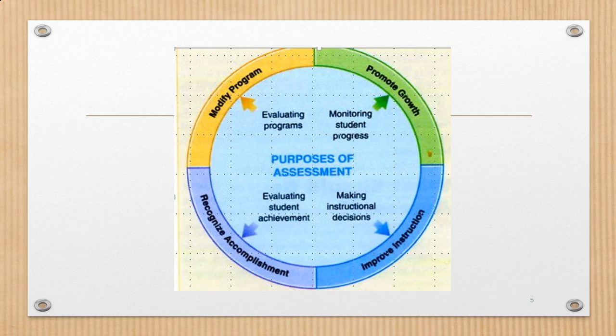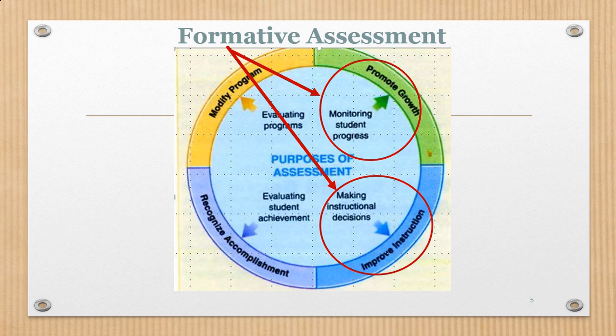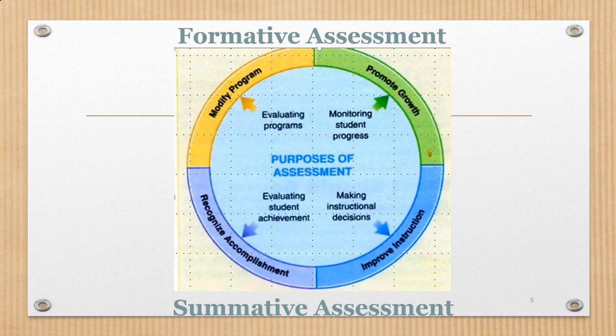So let's go back to this diagram and look at formative assessment. These 2, monitoring student progress and making instructional decisions, are the 2 that would be formative assessments. Summative assessment would be the 3rd one that we looked at, evaluating student achievement, recognizing accomplishment. That is that grade in your record book or the grade that will go on the report card.